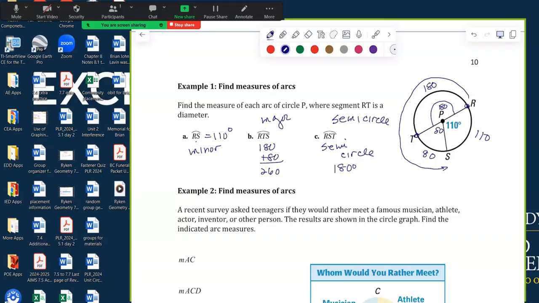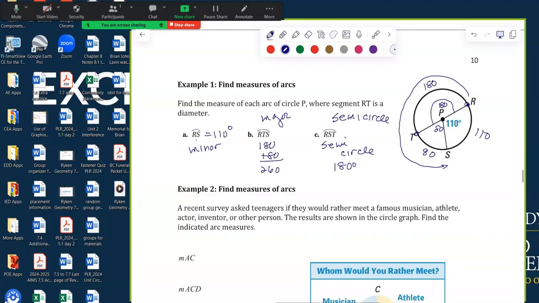So looking, oh, I'm so sorry. I've made a math error. You guys didn't catch it. I said that this was 110, but I actually mentally thought it was 100 degrees. So let's fix this. So come back. If you caught it, that is awesome. So this is 70, not 80, right?